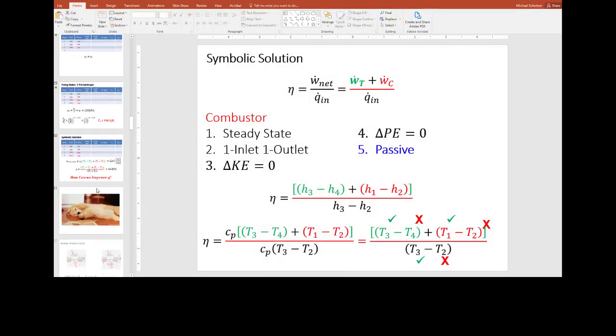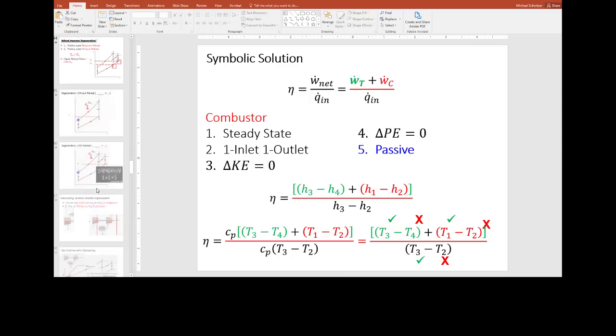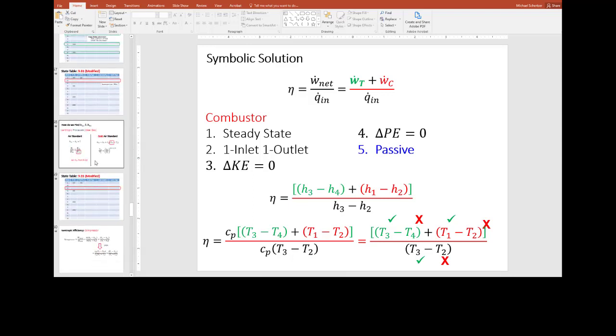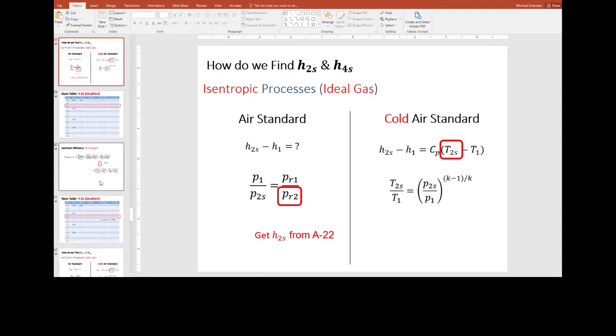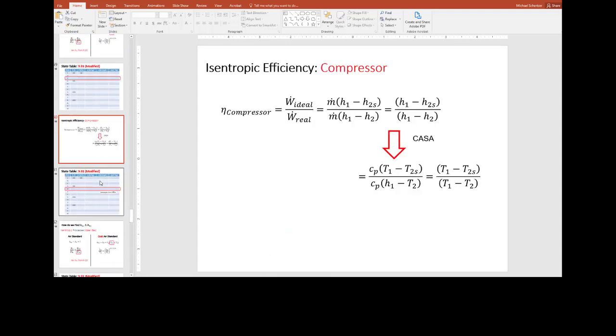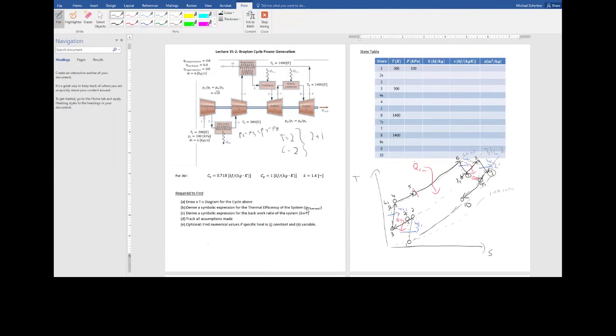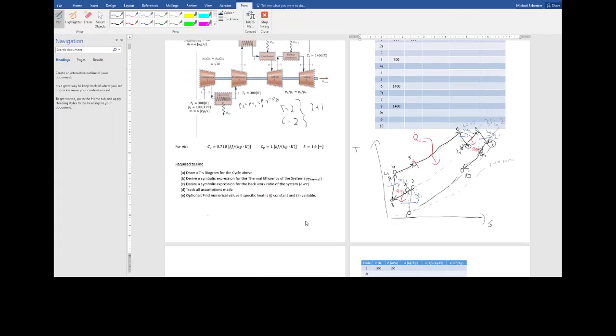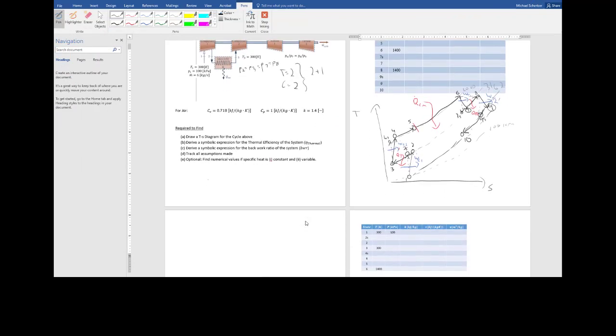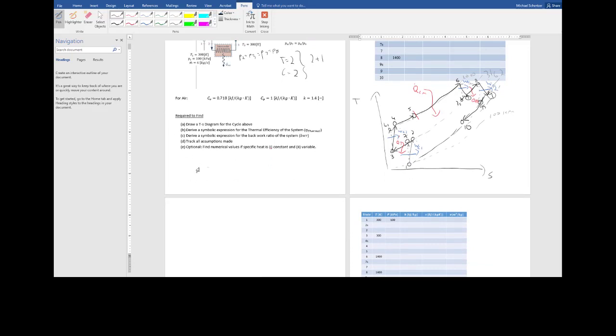And I think in the textbook, or in the notes, I talk about how to fix all these states with cold air standard and with air standard. But I think I'm just going to talk about it with variable specific heat, since we did the last one with constant specific heat. So now what I want to do is get symbolic solutions. Thermal efficiency, sorry, and backwork ratio.